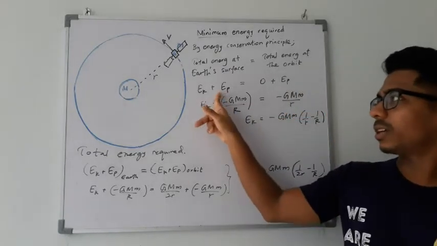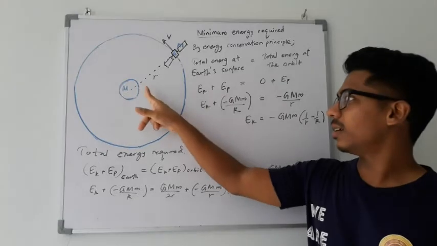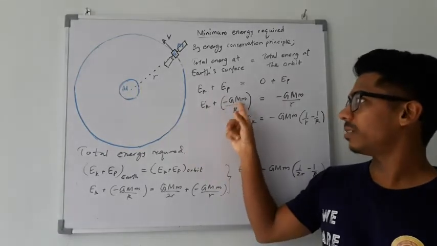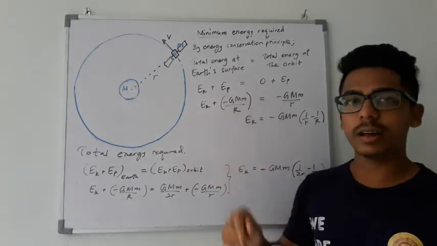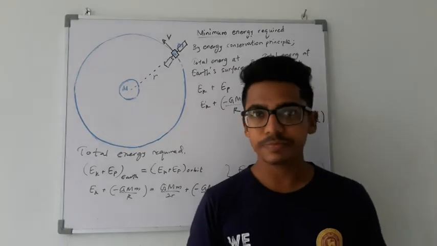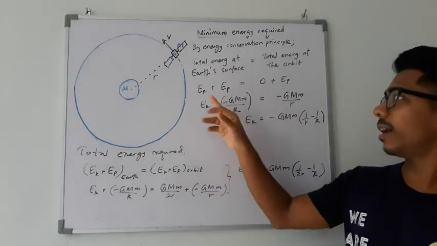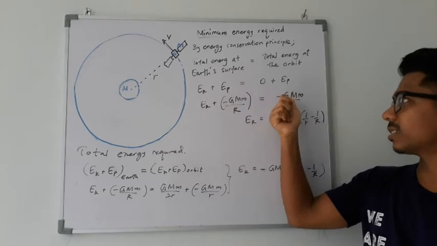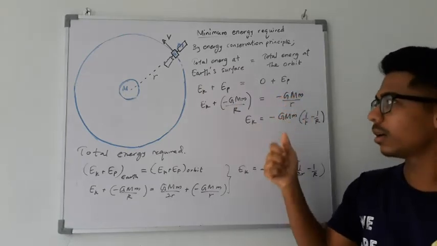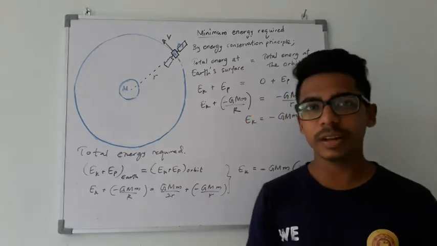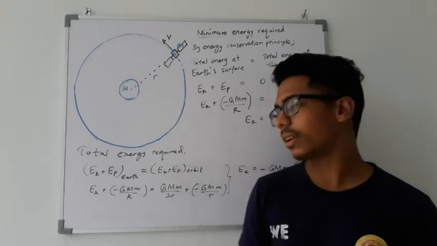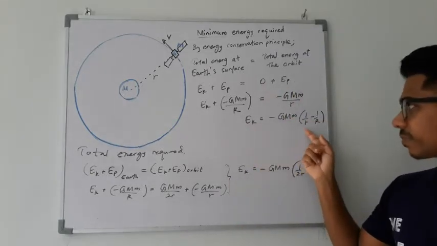And we know the potential energy of the satellite when it's at the Earth's surface is given by minus GMm over capital R, where this capital R is the radius of the Earth. And at the orbit we can write that potential energy is given by minus GMm over r. So simplifying this equation, we will get the minimum energy required, that's given by this expression.